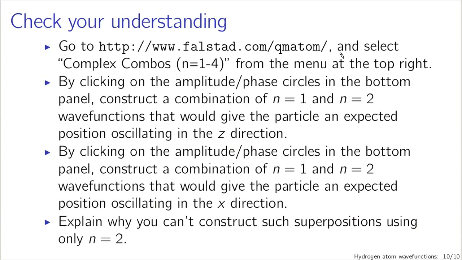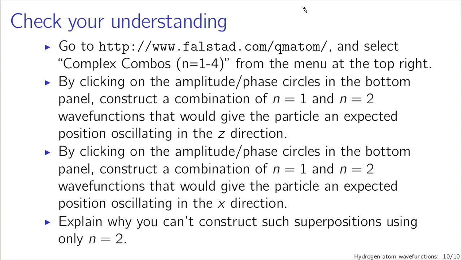To check your understanding of what the hydrogen atom orbitals look like, here are a couple of things that you can try using the simulations at falstead.com. He has a hydrogen atom orbital visualization tool, and you can use it to make complex combinations. There are some specific things that you need to do in order to answer these questions on those simulations, but I encourage you to play with this simulation and try to get a feel for what the orbitals look like, both from the chemist's perspective.